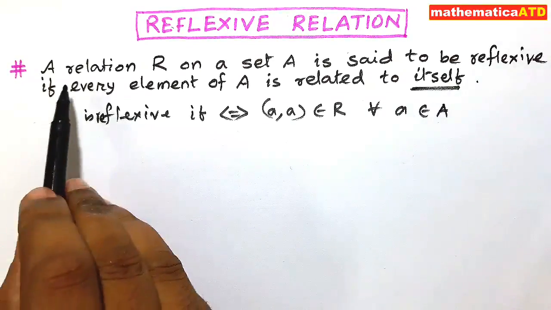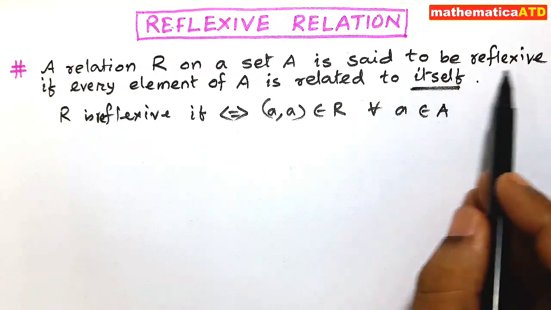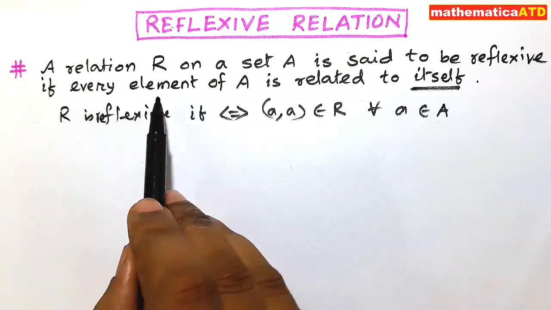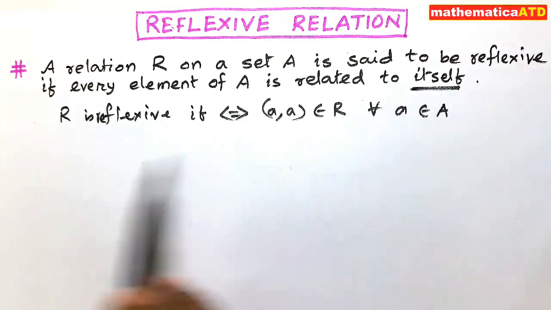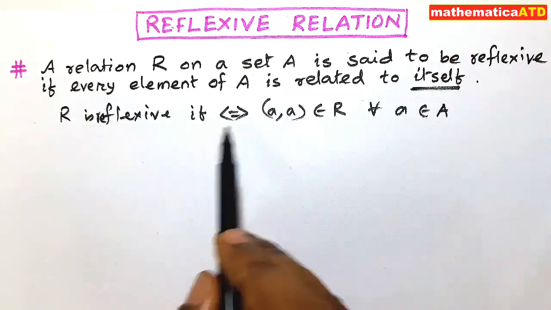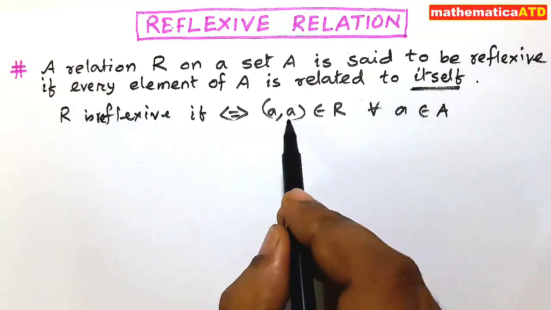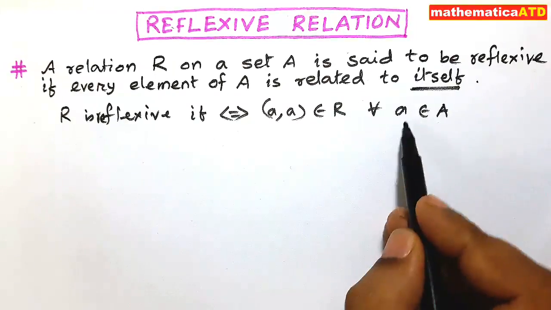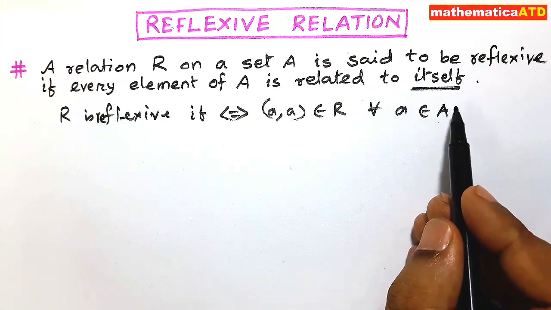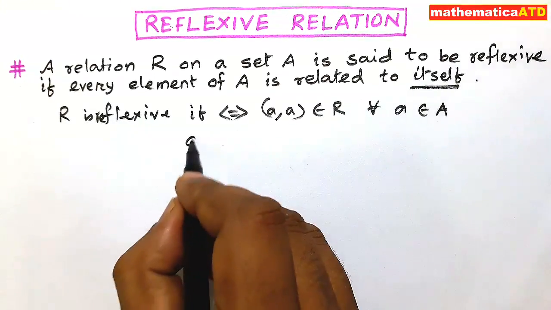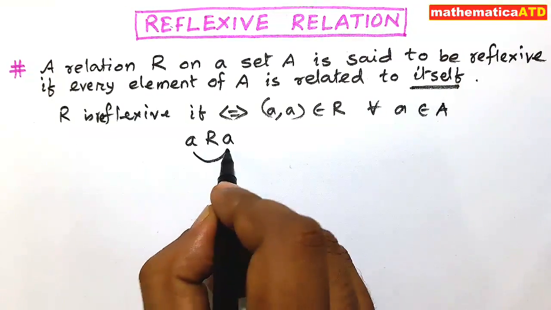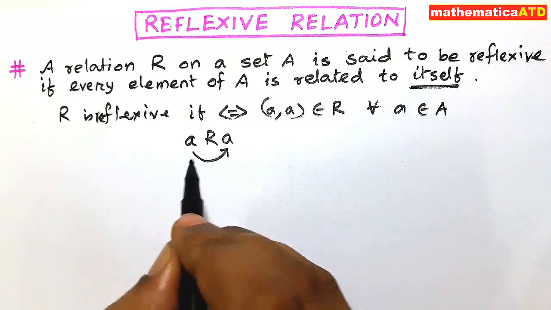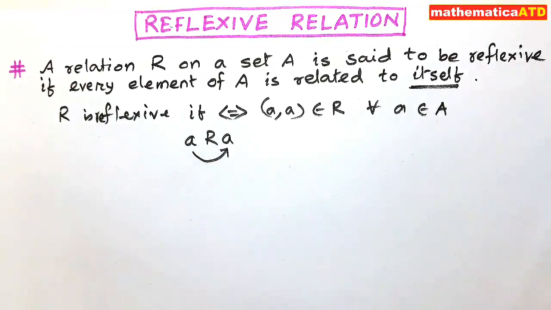Again I repeat, a relation R on a set A is said to be reflexive if every element of A is related to itself. That is, R is reflexive if and only if (a, a) belongs to R for all a belongs to the set A. That is, a is related to itself, a R a. Now one example we want to show here.